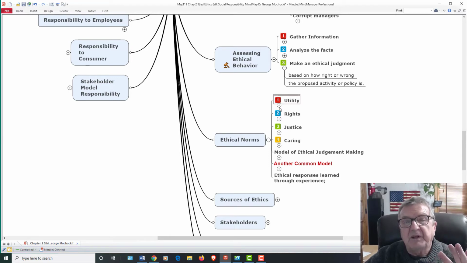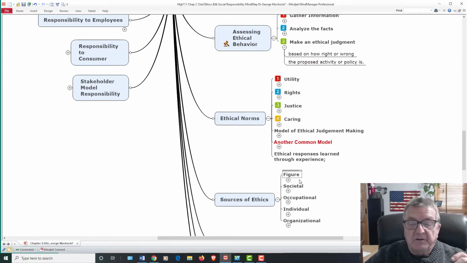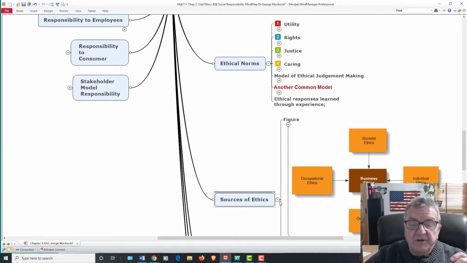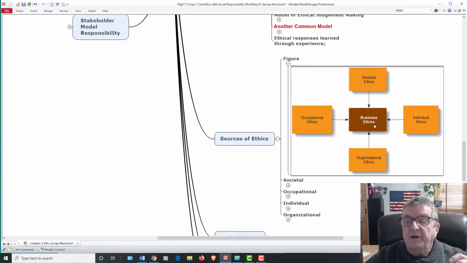Okay, so assessing ethical behavior. You gather the information about the organization. We talked about that. You analyze the facts, and then you make the ethical judgment. And that's what you have to do on the judgment, whether it's right or wrong, depending on the situation and what is going on through that individual.